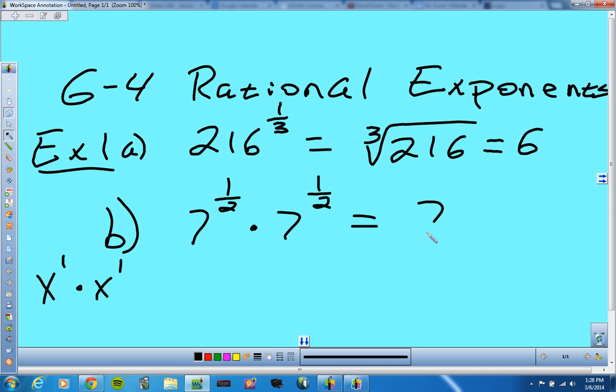Okay, so we get 7, right, because I have to add the exponents. When the bases are the same, you can add the exponents when you multiply. So we get 7 to the 1/2 plus 1/2, which is 7 to the first, which is 7. Okay. All sorts of exponent rules today.